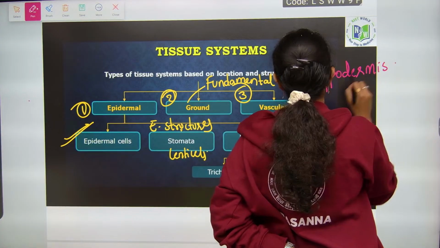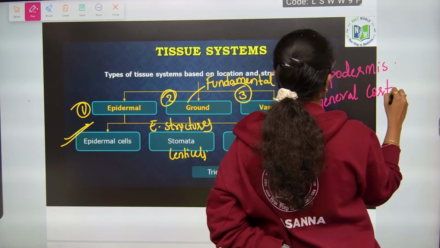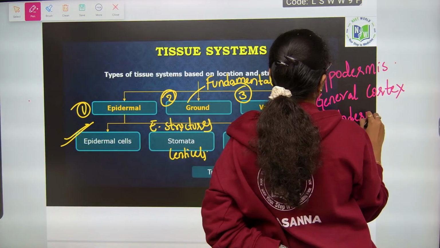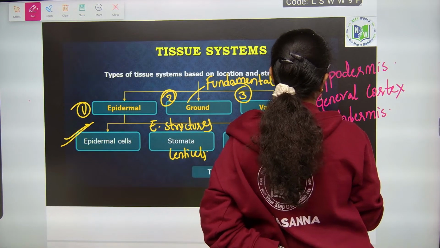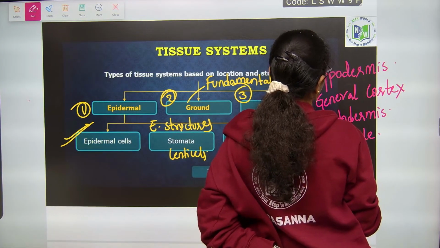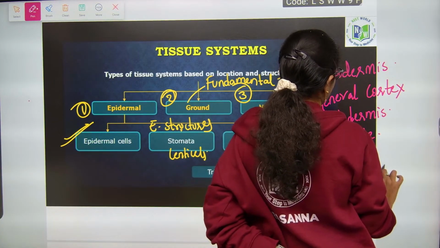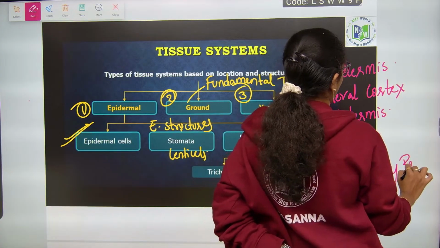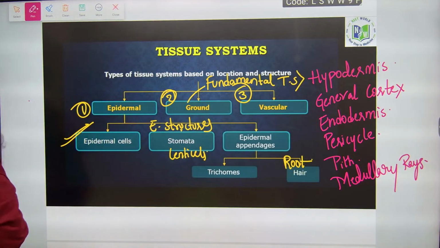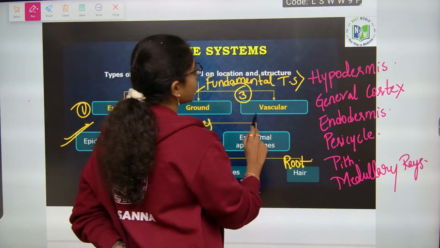Hypodermis, general cortex, endodermis, pericycle, pith, medullary rays. All this comes under fundamental tissue system or ground tissue system. Clear, right? Next, vascular tissue system.